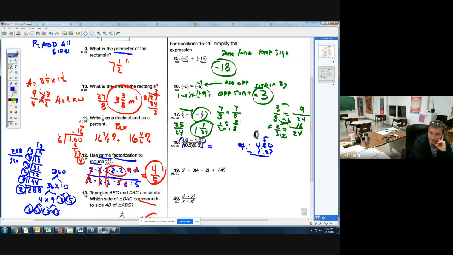6 becomes a 5, I get 10. 3, 3, 1 from 4 is 3. On top, look at that, 3s are wild. On top of the fraction, I get 3.33.